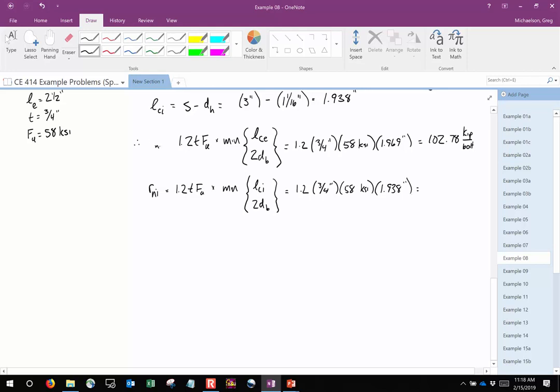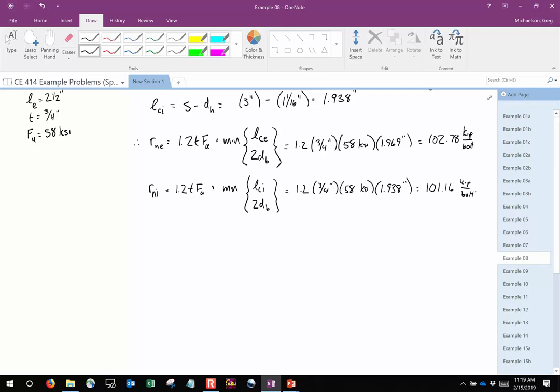What happened here? R. That disappeared on me. And so what does that come out to be? 101.16. So the capacity of an interior bolt is slightly less for this pattern. And the reason why is because the clear distance is different. Okay? Now, it wasn't very extreme on this problem, but it really could be. Like if you had like a 3-inch bolt spacing and a 1-inch edge distance, that could get really different really quick.